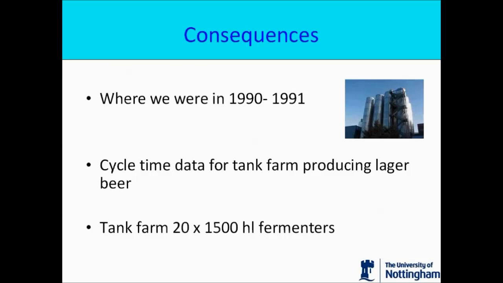I think it's interesting then, in order to set that into context, and I thought it would be quite good to show some data which dates back to the early 1990s. In this case I'm going to show you a couple of graphs, and these are cycle time data for 1500 hectoliter FVs. So these are the actual cycle times for each of those vessels within the tank farm.